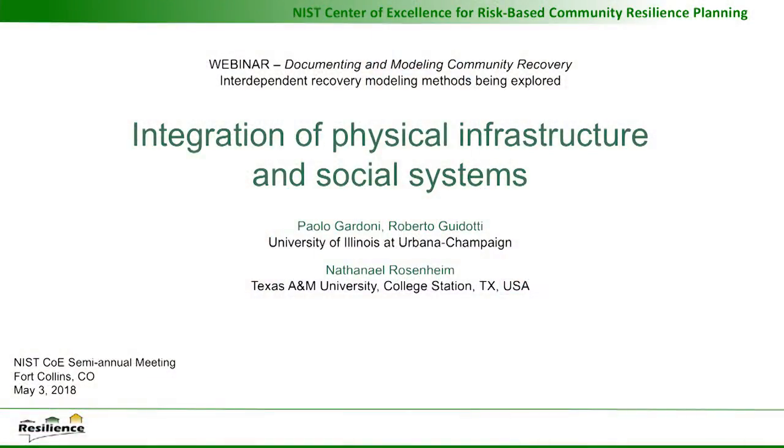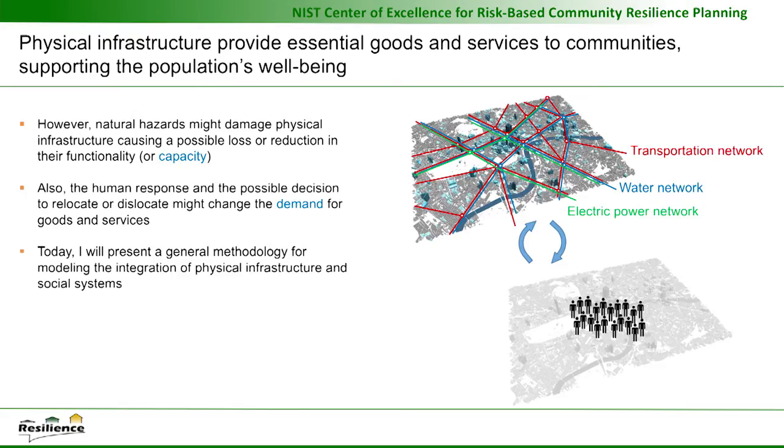Thank you, Professor Vandelin. In this portion of the presentation, I will talk about the integration of physical infrastructure and social systems. I will explain why it is important to model such integration and how this can be done in a mathematically rigorous way. Physical infrastructure provides essential goods and services to communities, supporting the population's well-being. However, natural hazard might damage physical infrastructure, causing a possible loss or reduction in their functionality or capacity. Also, the human response and the possible decision to relocate or dislocate might change the demand for goods and services. Today, I will present a general methodology for modeling the integration of physical infrastructure and social systems.